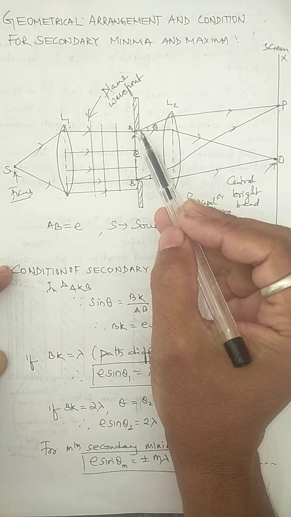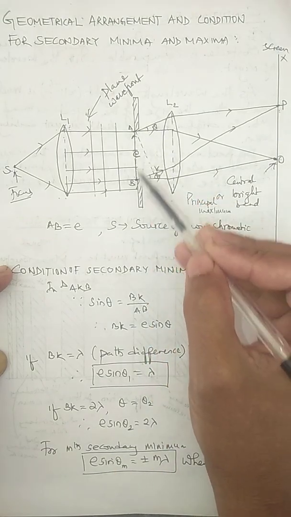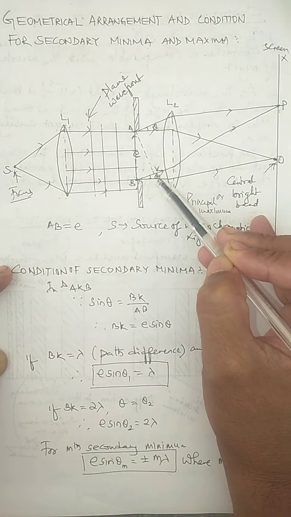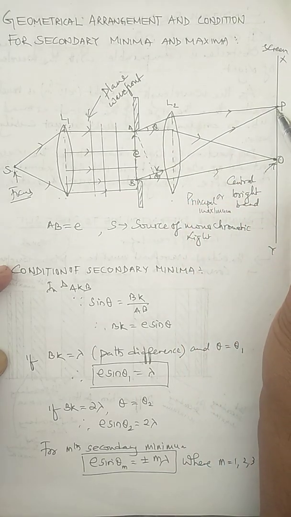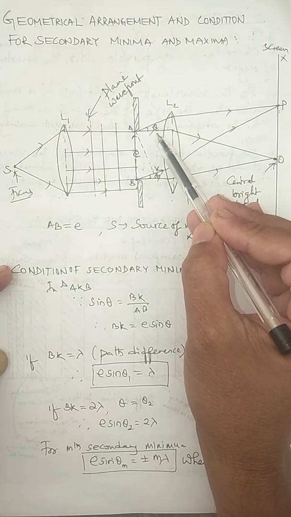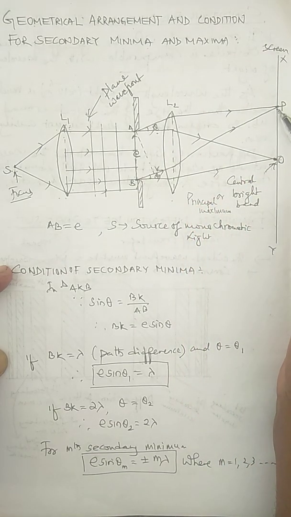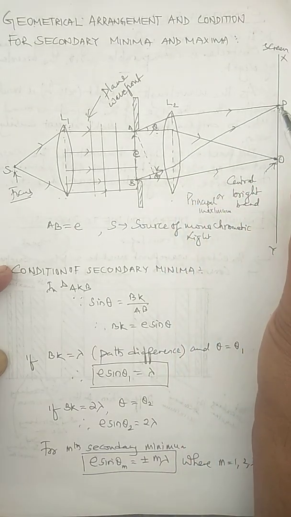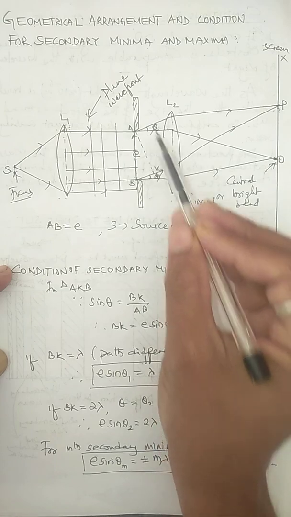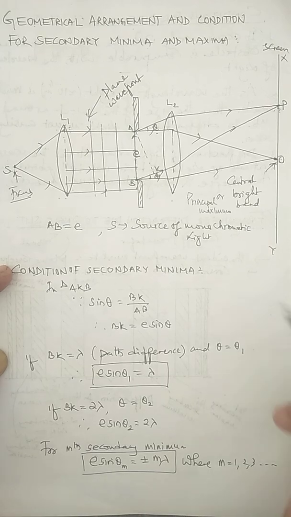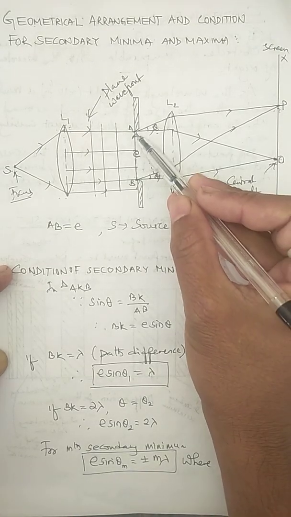So the secondary wavelets produced between A and B are diffracted by a certain angle, say theta. Through an angle theta, they are focused at P. That's why this angle theta is also called the angle of diffraction, to form secondary maxima or minima at P. That's why P is the position of secondary maxima or minima, and this angle theta is the angle in which it gets diffracted.